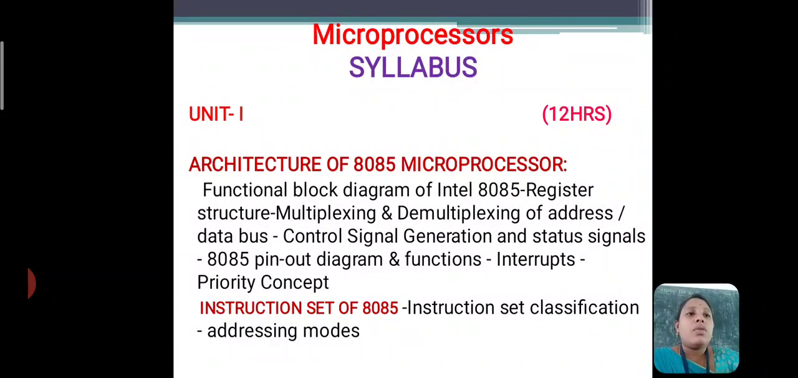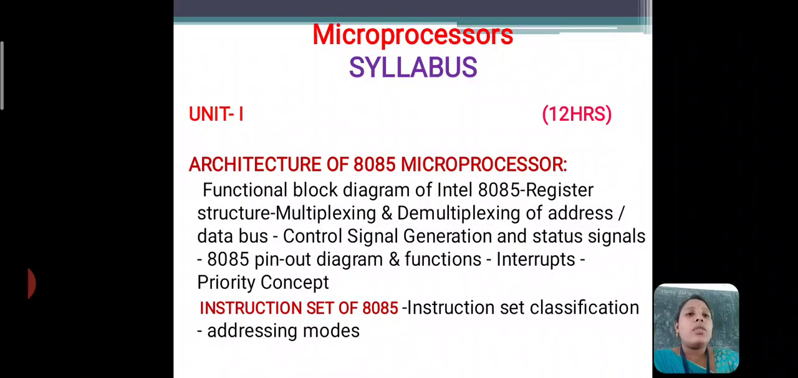Functional block diagram of Intel 8085 microprocessor. What are the blocks present in the 8085 microprocessor? We learn this in the functional block diagram, and register structure, multiplexing and demultiplexing of address or data bus, control signal generation and status signals.